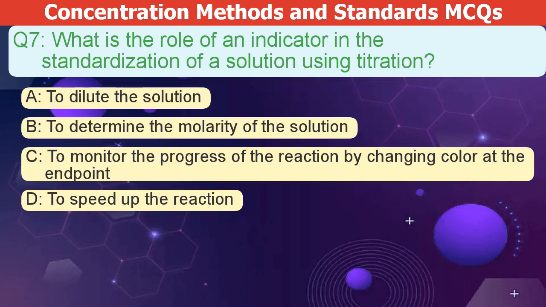What is the role of an indicator in the standardization of a solution using titration? A. To dilute the solution. B. To determine the molarity of the solution. C. To monitor the progress of the reaction by changing color at the endpoint. D. To speed up the reaction.